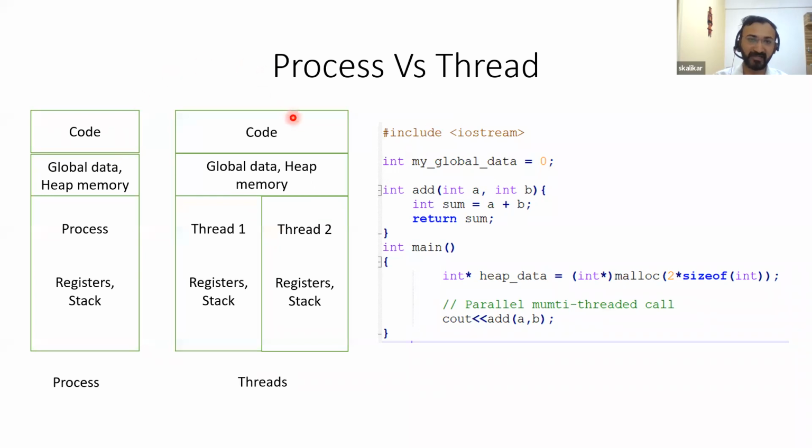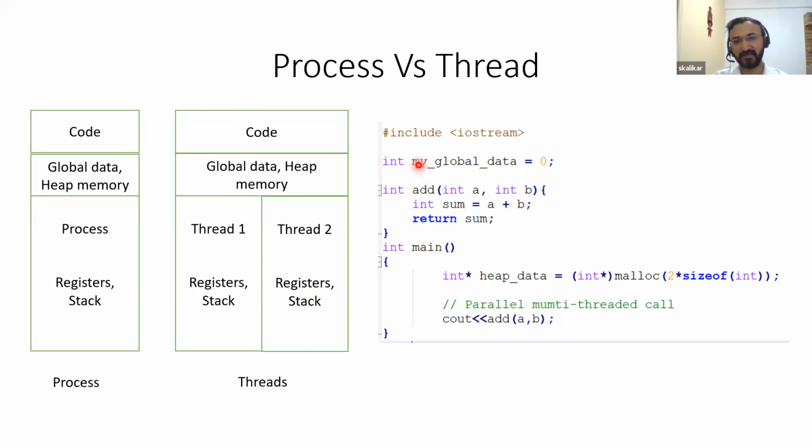Now coming back to threads, multiple threads come into a single process address space. So they all share code, they all share global data, they all share heap memory. Here heap allocation is shared by multiple threads, global data is shared by multiple threads, but their registers and stack are separate. So what do I mean by these things? What is separate and what is shared?